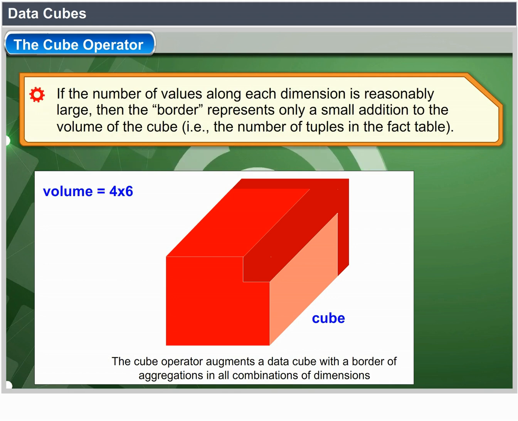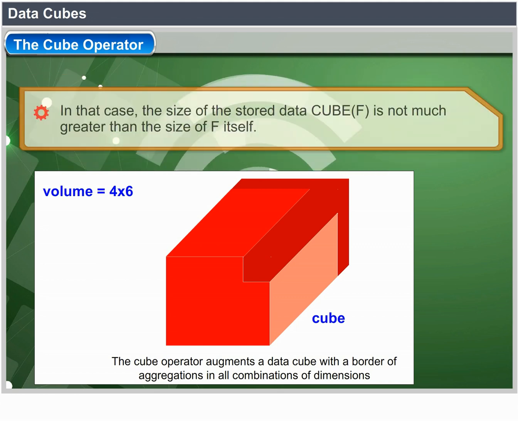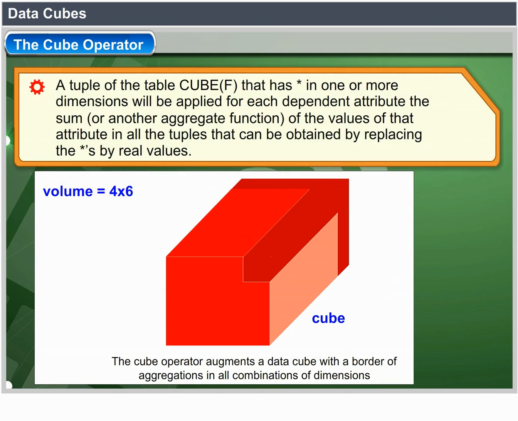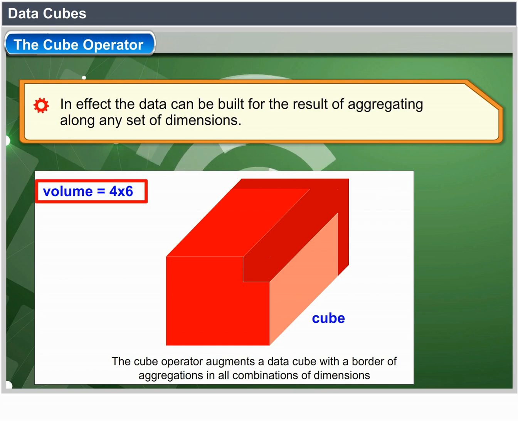Notice that if the number of values along each dimension is reasonably large, then the border represents only a small addition to the volume of the cube, that is, the number of tuples in the fact table. In that case, the size of the stored data cube F is not much greater than the size of F itself. A tuple of the table CUBE(F) that has star in one or more dimensions will have for each dependent attribute the sum or another aggregate function of the values of that attribute in all the tuples that we can obtain by replacing the stars by real values. In effect, we build into the data the result of aggregating along any set of dimensions.